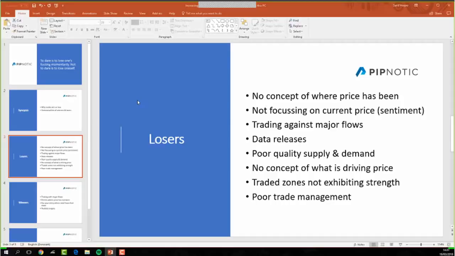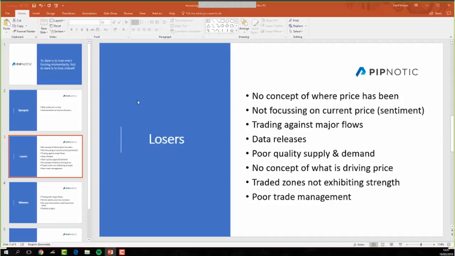And then further down, another commonality of many of the losers was poor quality supply and demand. You can see on a price chart that, yes, price left this area very quickly. It must be a really good one, but it's not that simple, unfortunately. What you need to do is pay attention to the anatomy of the supply or the demand that was formed prior to price leaving it. This is very important because if you have extended periods of supply and demand, so extended periods of accumulation and distribution, well, this is ultimately telling a different story to a short period of accumulation and distribution. So you want to see imbalances in supply and demand, areas where these imbalances are very, very clear.